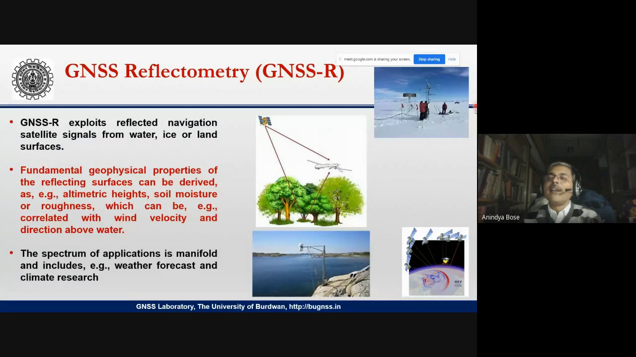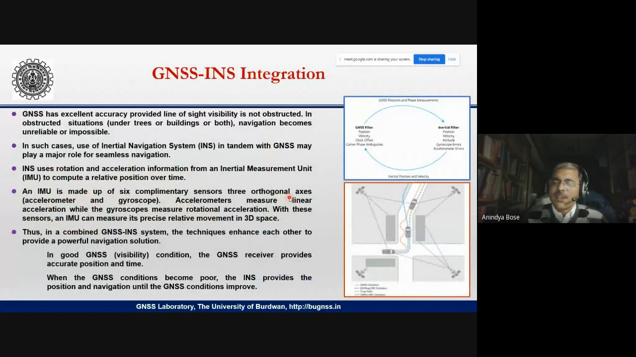Similarly, the direct signal and the signal reflected from the ice cover. Is there any difference in quality? And if we can find out the quality, how can we measure the depth of the ice in a very simple way using two antennas together. Using UAVs, they are measuring the heights of the trees using the GNSS signal. So lots and lots of applications are coming up.